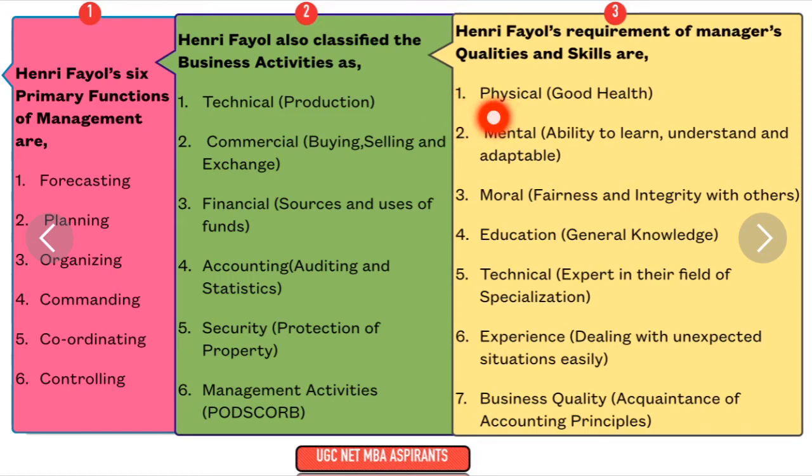Coming to Henri Fayol's requirement of managers' qualities and skills, which are physical. The employee should have very good physical health. They should have mental stability, that is ability to learn, understand, and adapt. Third one is moral qualities like fairness and integrity with others. Fourth one is education, where the employee should possess some general knowledge about the environment. Fifth one is technical, where they should be expert in their own field of specialization. Sixth one is experience. They should be able to deal with unexpected situations very easily and solve the problems with good solutions.